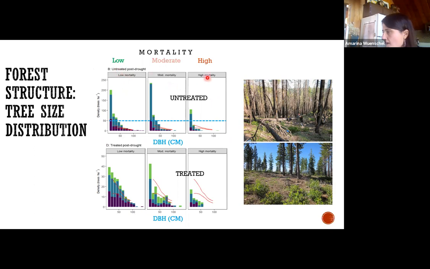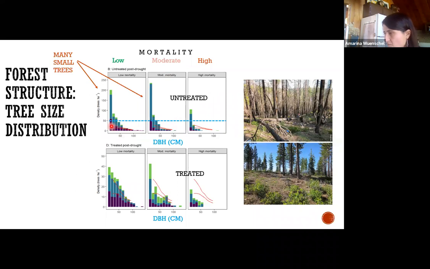So again, low, moderate, and high mortality. And then we have tree size across the x-axis for both of these. And this red here is the natural range of variation again. So rather than being in gray, this time it's in these red bars. And as you can see, we just have way more small trees in these areas than we would have had historically. And just to put that in perspective, see this blue line I put in here? That's the top of these graphs down here for our treated stands. So there's far fewer small trees, which was the goal of our treatments.